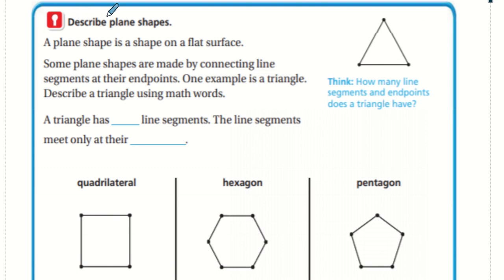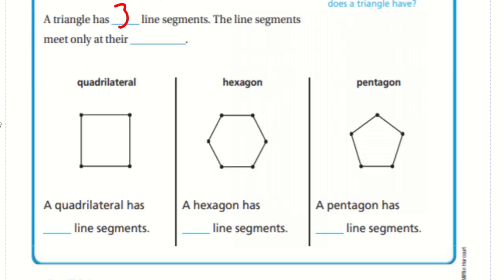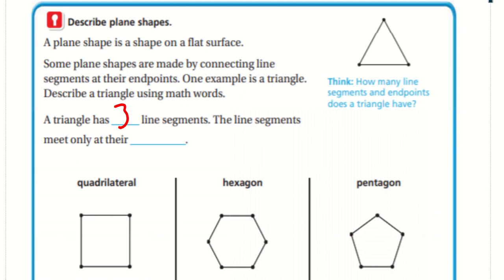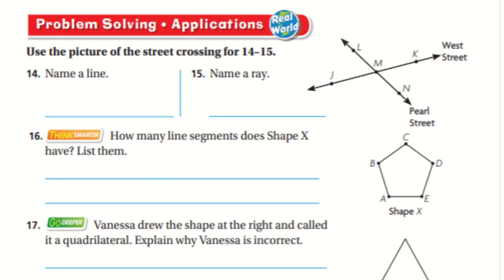And the next one says, describe plane shapes. A plane shape, we've already said, is a shape on a flat surface. It says some plane shapes are made by connecting line segments at their endpoint. One example is a triangle. So we had this on one of the other pages as well. It's just good review. If we're looking at the triangle, we can see that there's 3 line segments and they meet at their endpoints. Oh, wait, hold on. This is the same one. That one's on here twice. Go ahead and go to this page.